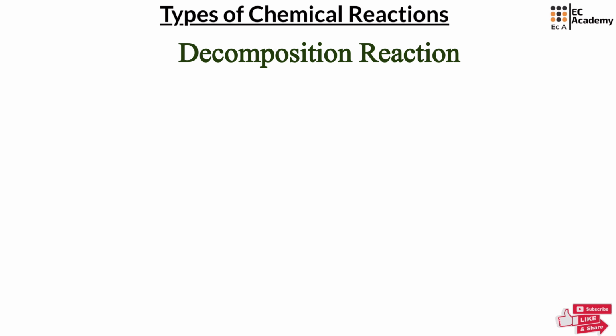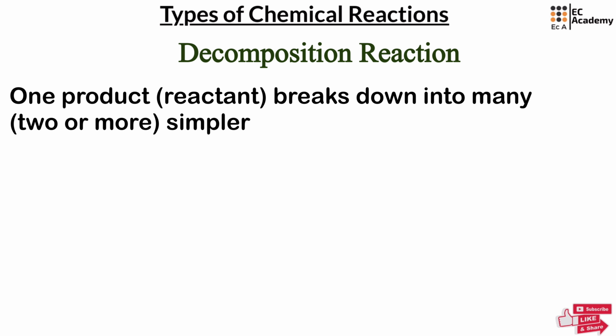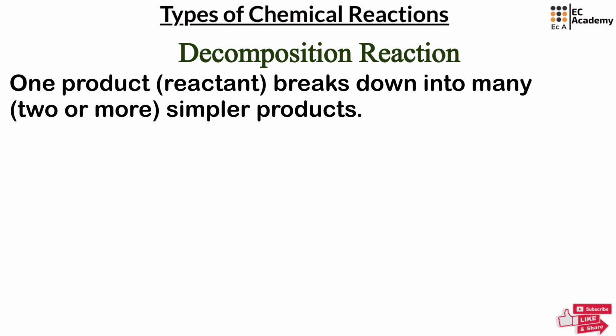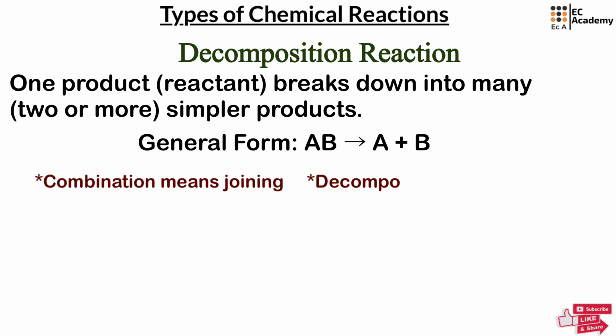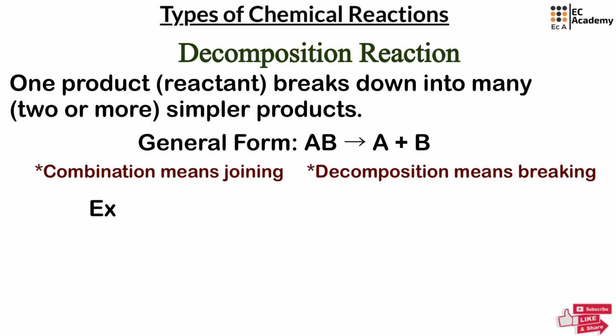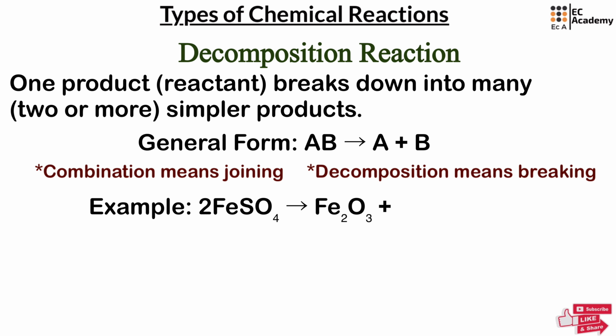Now imagine the opposite. Instead of joining, if one substance breaks into many pieces, this is called a decomposition reaction. The general form is AB will produce A plus B. One reactant becomes two or more products. You can remember this like: combination means joining, decomposition means breaking. For example, look at this reaction. Ferrous sulfate breaks into iron oxide, sulfur dioxide and sulfur trioxide. Here, one becomes three products.